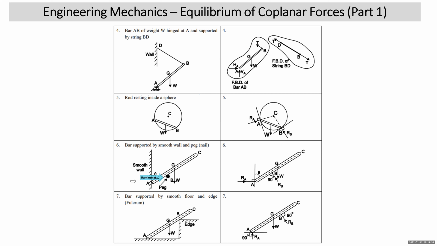Can you see that? If there is a smooth wall, it will exert normal reaction. We have shown RA. Weight is acting vertically downward, and the peg or nail will also exert normal reaction, that too towards the body. That means towards the bar. So reaction RB is perpendicular to the bar, and that too towards the bar.